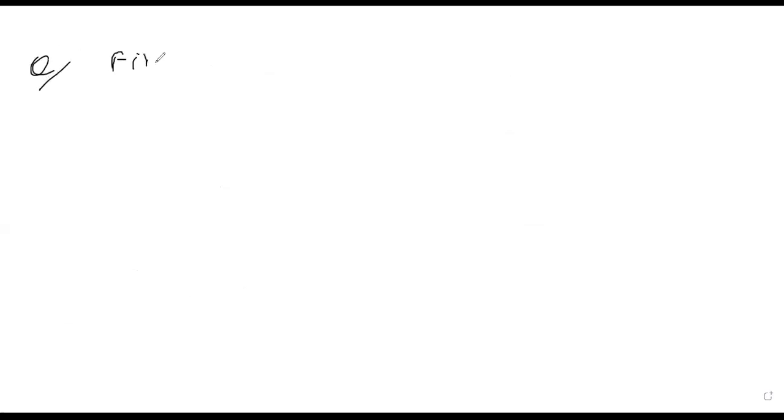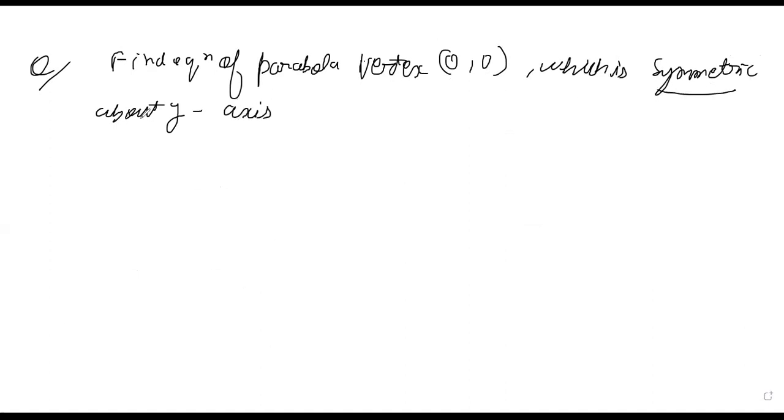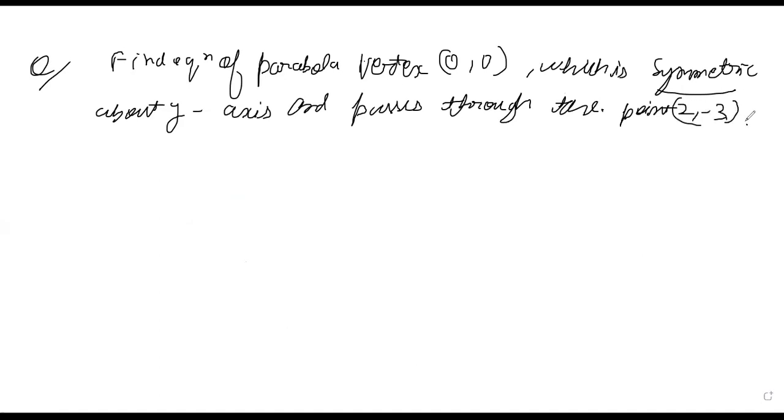Okay. Now there's another question. Find the equation of the parabola with vertex at 0, 0, which is symmetric about the y-axis. It is symmetric about the y-axis, which means it can be like this, it can be like this. Symmetry means it is symmetric about the y-axis. And it passes through the point 2, -3.